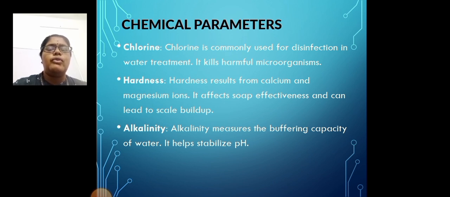See, when you use hard water for washing purposes, it does not form lather. Instead, it will form a white precipitate in the water, so that the effectiveness of soap is not shown. And it can lead to scale buildup also. Next is the alkalinity. So alkalinity measures the buffering capacity of water. It helps to stabilize the pH.